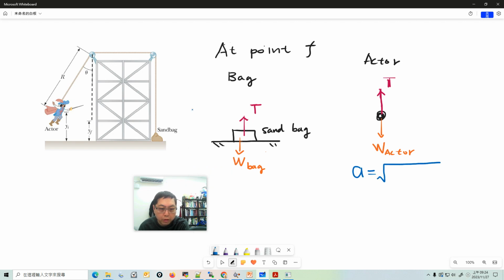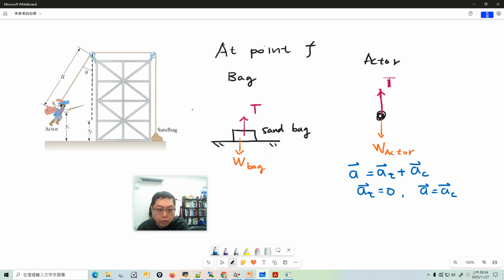In non-uniform circular motion, you have two components of acceleration: tangential acceleration plus centripetal acceleration, right? At the point F, the tangential acceleration is just zero. I think I will use another short video to demonstrate this. So at point F we only have centripetal acceleration. And how do we calculate centripetal acceleration?